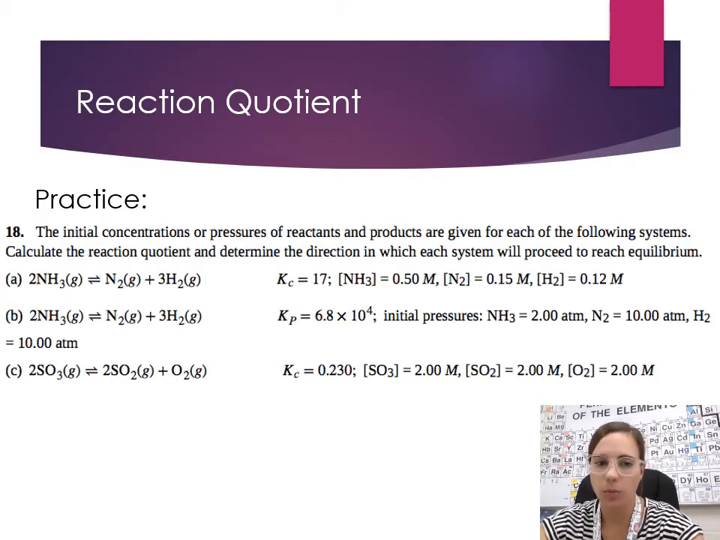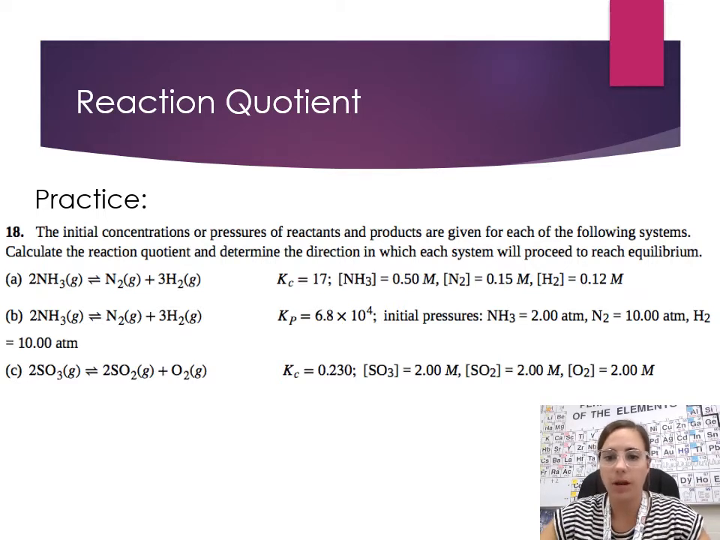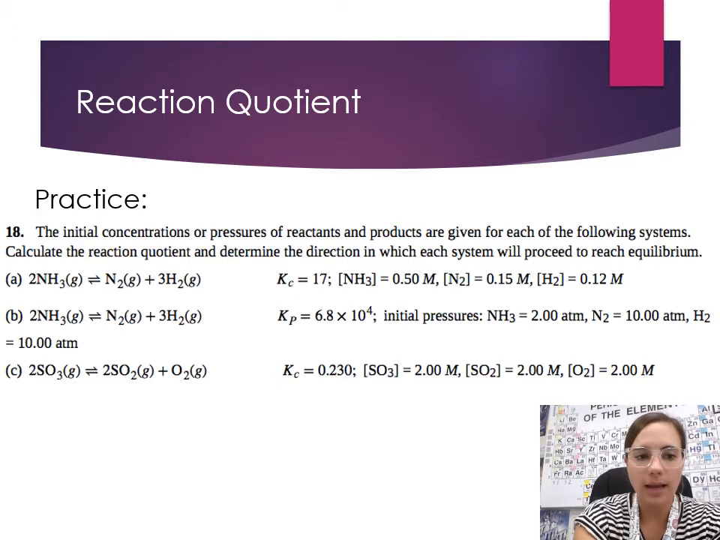So let's do a few more practice problems. If you would like, you could pause the video, do these on your own, and then resume. Okay, so we're given either the initial concentrations or the partial pressures, and then we're given the K value, the equilibrium constant. We're asked to determine which way the reaction needs to proceed to get towards equilibrium. For A, the first thing I'm going to do is write my expression.